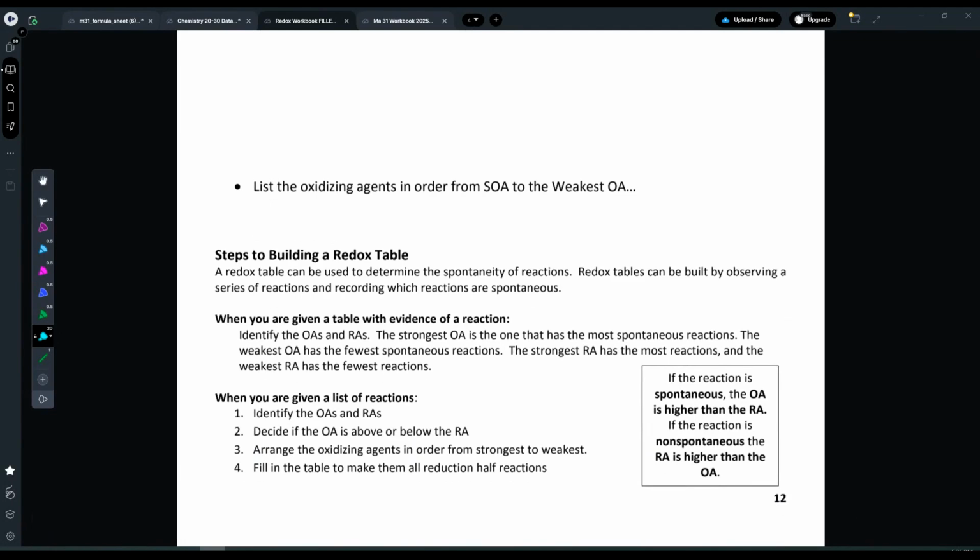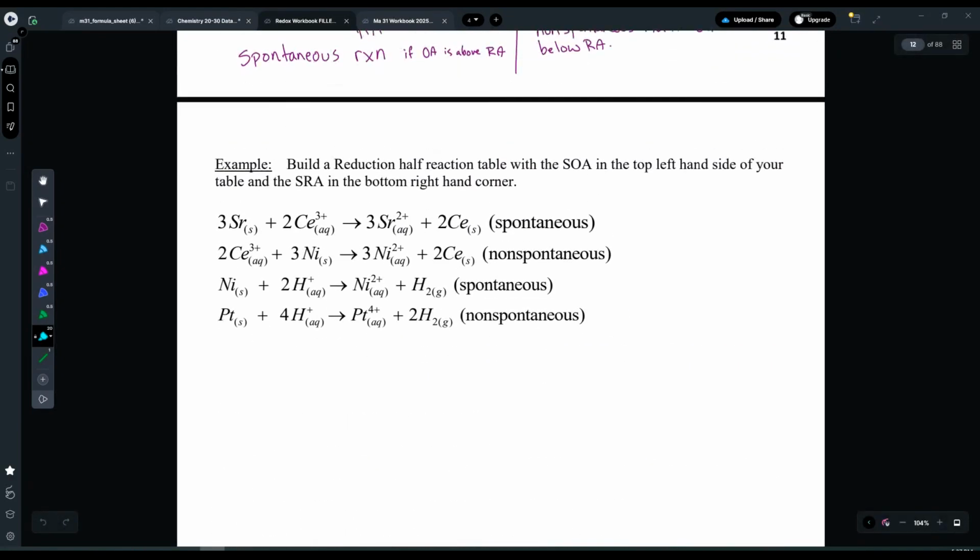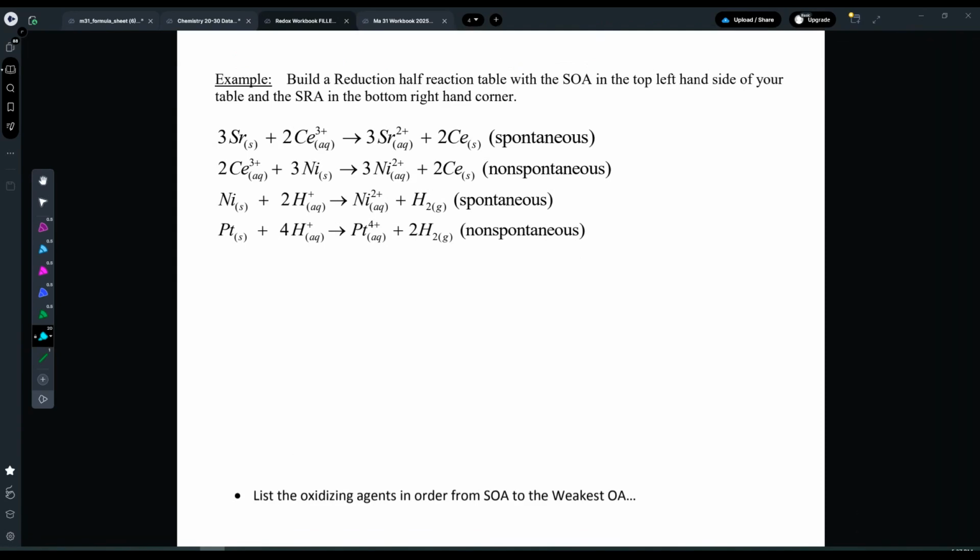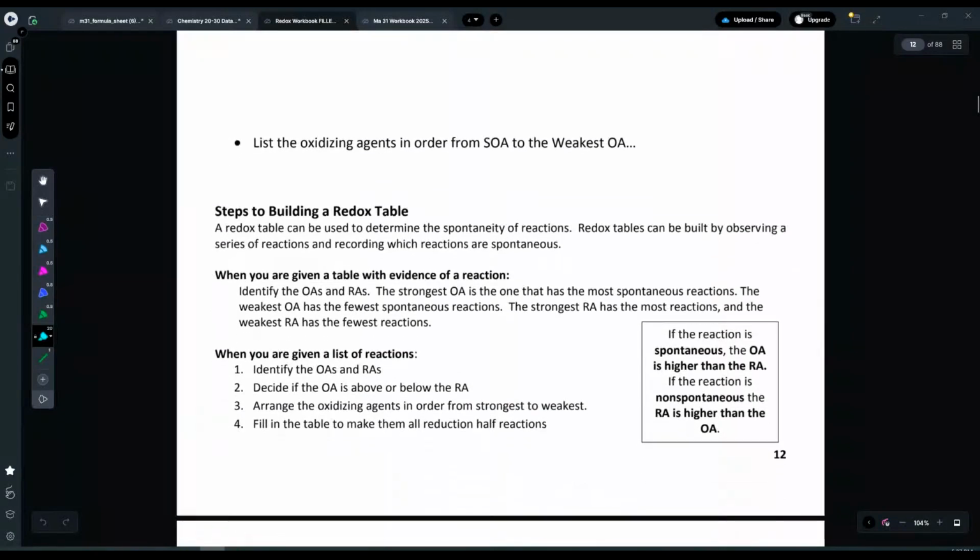Why we would want to do that is because a redox table can be used to determine the spontaneity of reactions. Redox tables can be built by observing a series of reactions and recording which reactions are spontaneous. So when you are given a table with evidence of a reaction, in other words, all of these reactions where some of them are spontaneous and some are non-spontaneous, that is the data we will use to build our own redox table here.